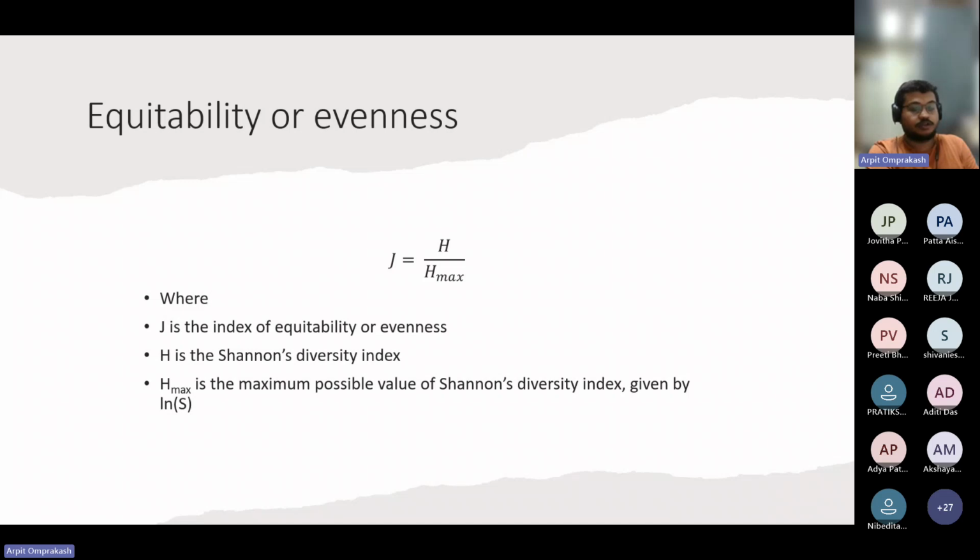So yeah, you don't need to bother with these formulas. They won't be asked to you. So just keep in mind that this is basically how we quantify biodiversity in a given area.